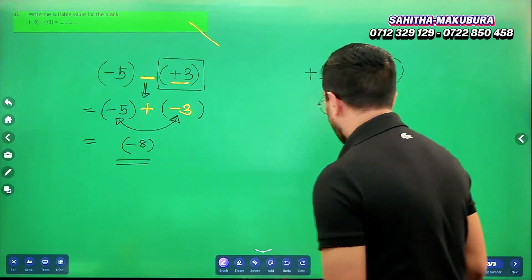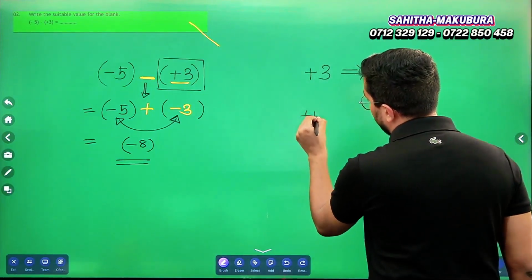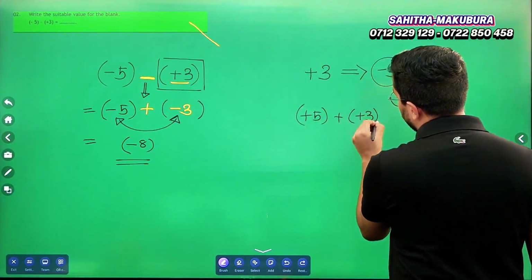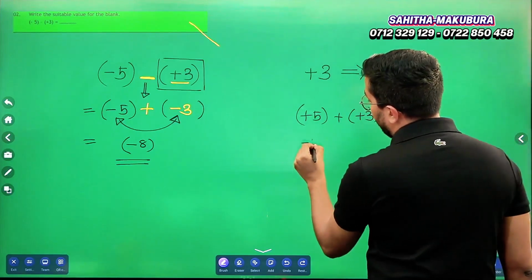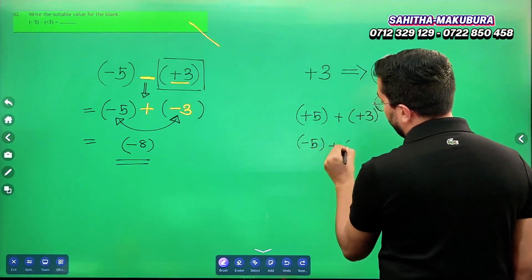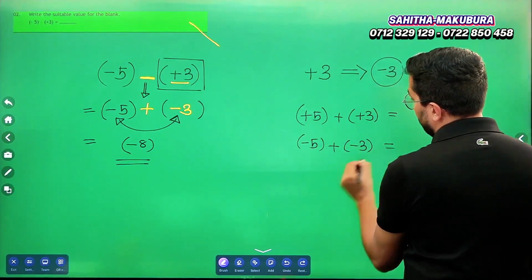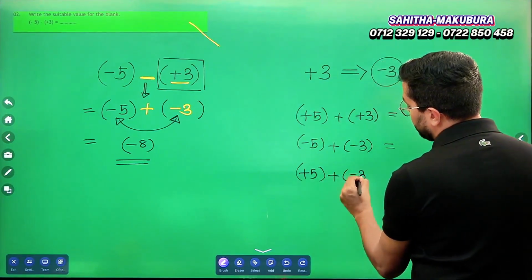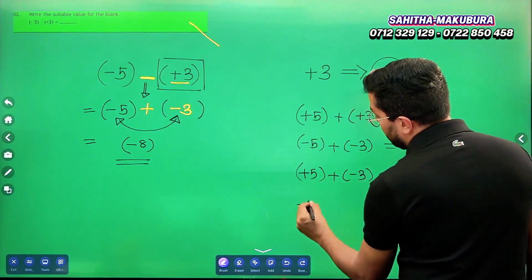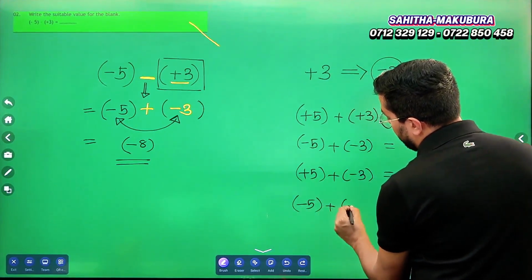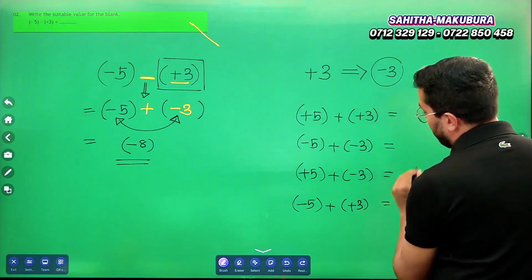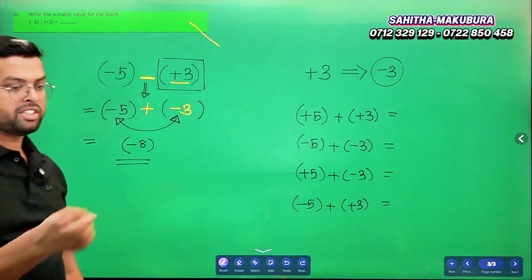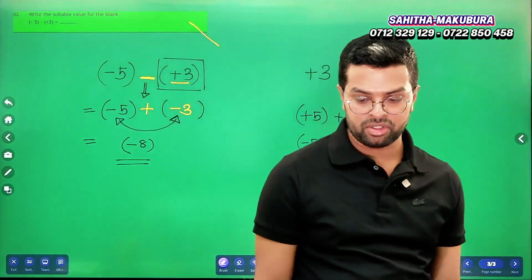I want all of you to try these questions by yourself. If you add positive 5 and positive 3 together, what is the answer? If you add negative 5 and negative 3 together, what is the answer? Positive 5 plus negative 3, what will be the answer? Negative 5 plus positive 3, what will be the answer? Can you remember? We have learned these kinds of questions during our lessons as well. Let's quickly write the answers for these questions.